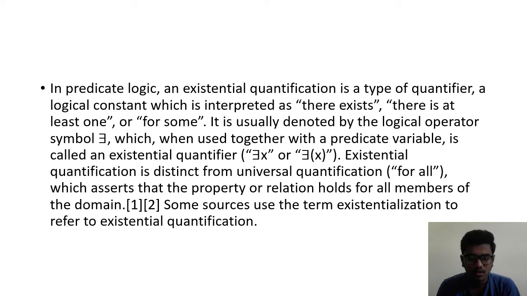So the existential quantification is a type of quantifier, a logical constant which is interpreted as there is at least one, or for some. It is usually denoted by the logical operator symbol there exists. So this is a basic definition of existential quantifier. Let us see some more slides.